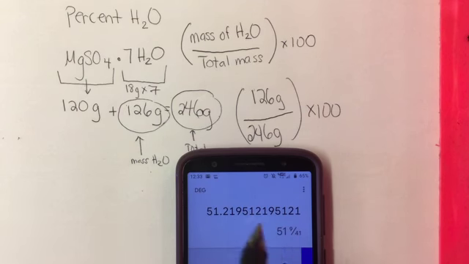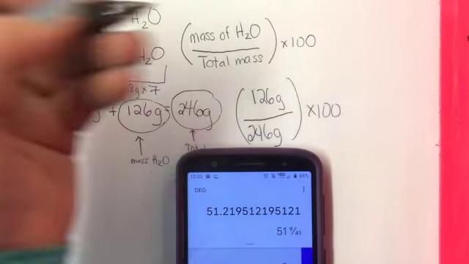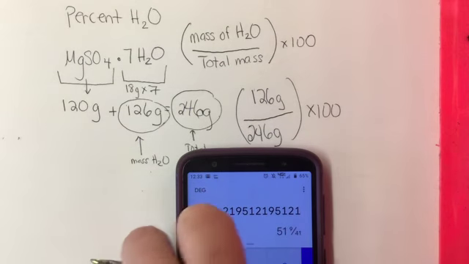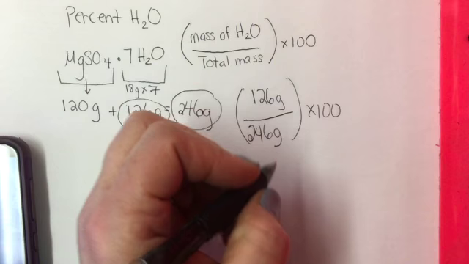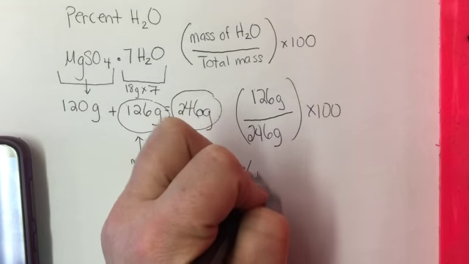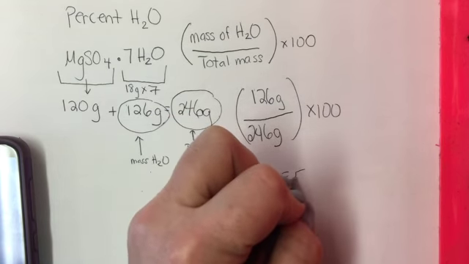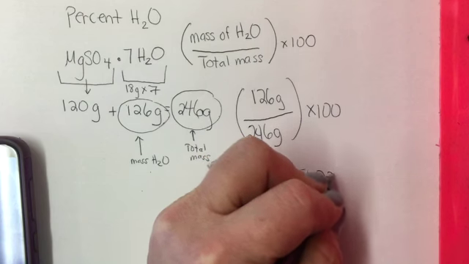Please do not use fractions. We don't need fractions. This is science. We use decimals. So 51.21219, and so on. I'm going to round it to the second decimal place. 51.22 is going to be my answer. So my percent water is going to be 51.22%.